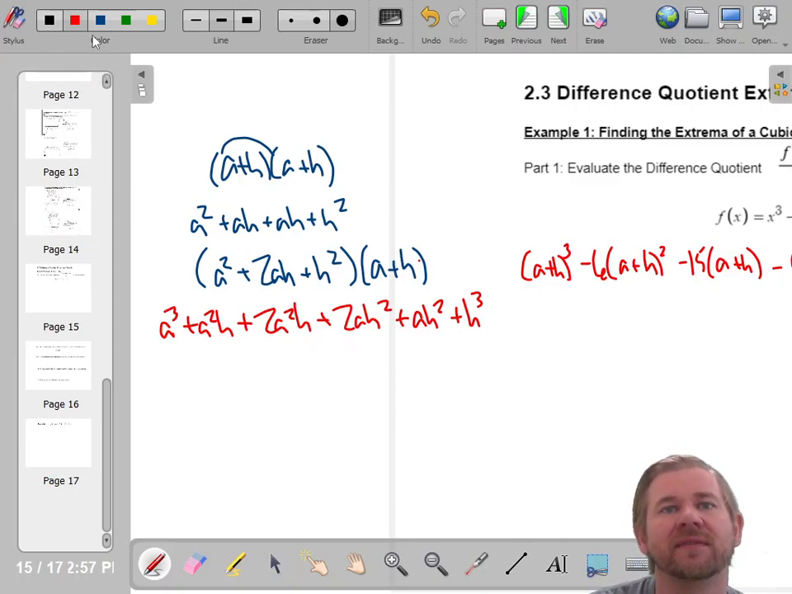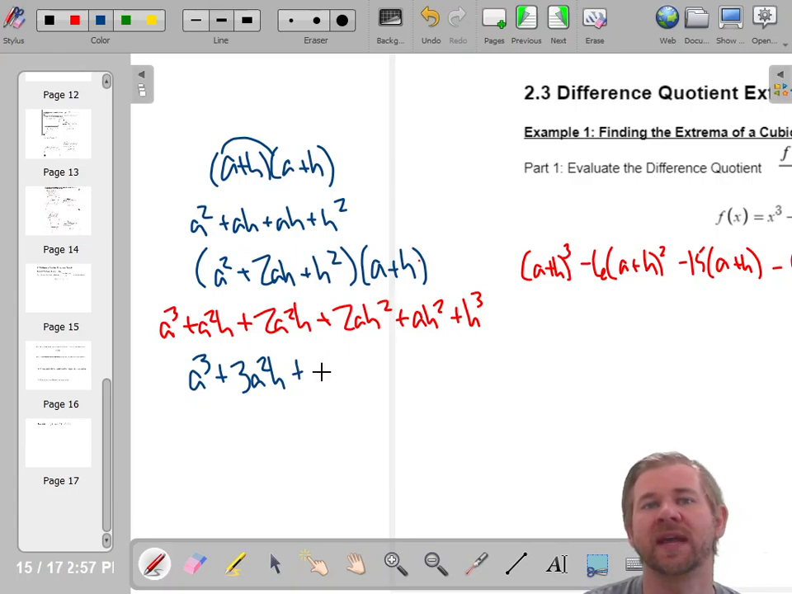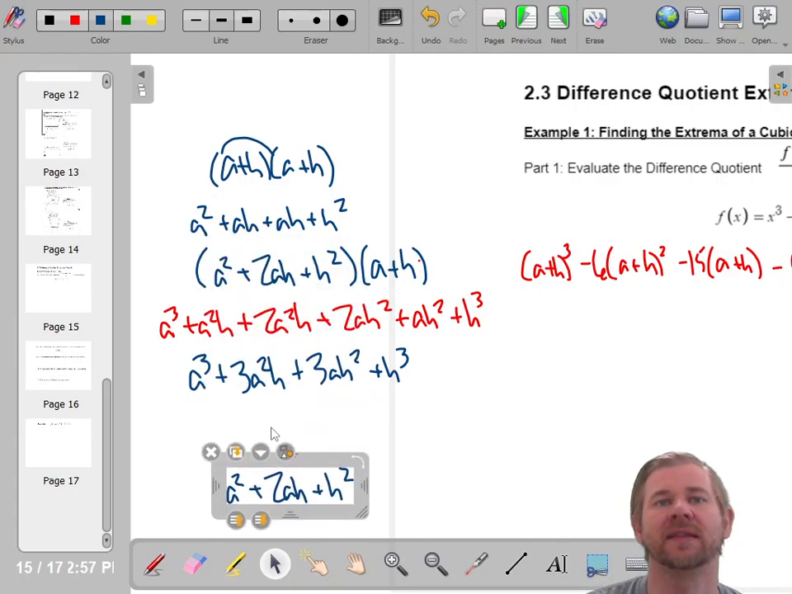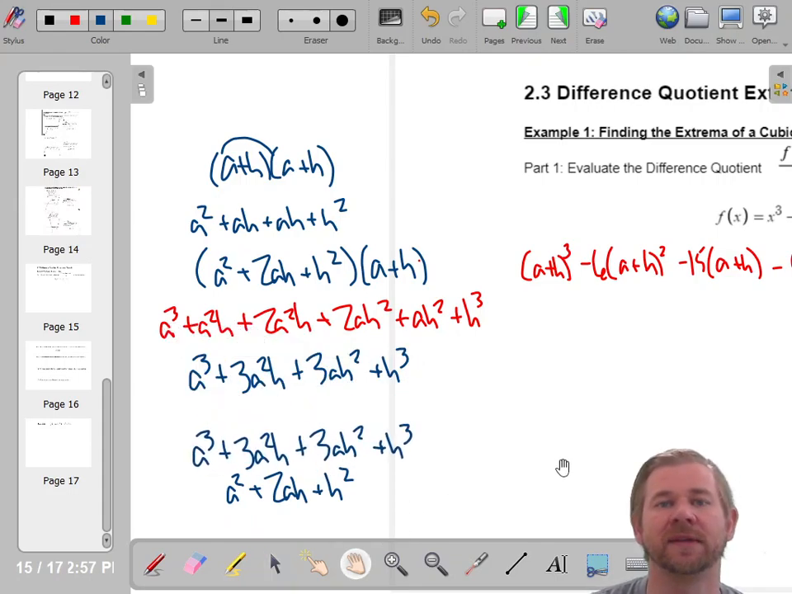So it looks like we have some like terms: a cubed, plus a squared h and 2a squared h. 1a squared h plus 2 more is 3a squared h. 2ah squared and 1ah squared makes 3ah squared, and then I have h cubed. So we need both of those. This is your squared. Maybe I'll just copy that so I have it. And then this is your cubed, when you have that binomial cubed. I'm going to need both of those.